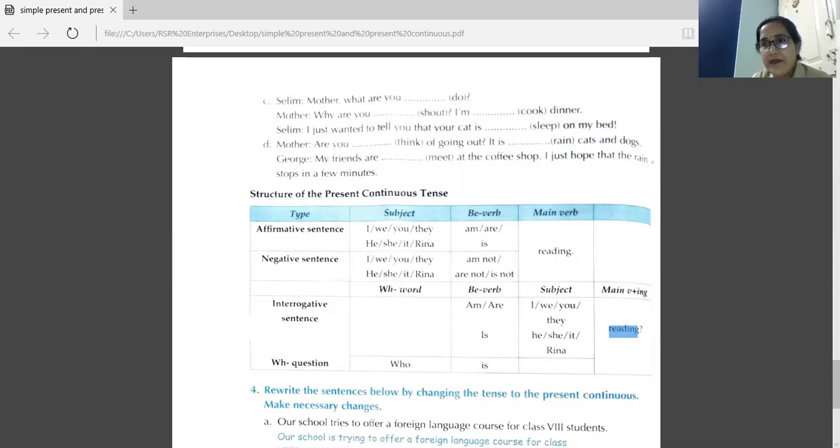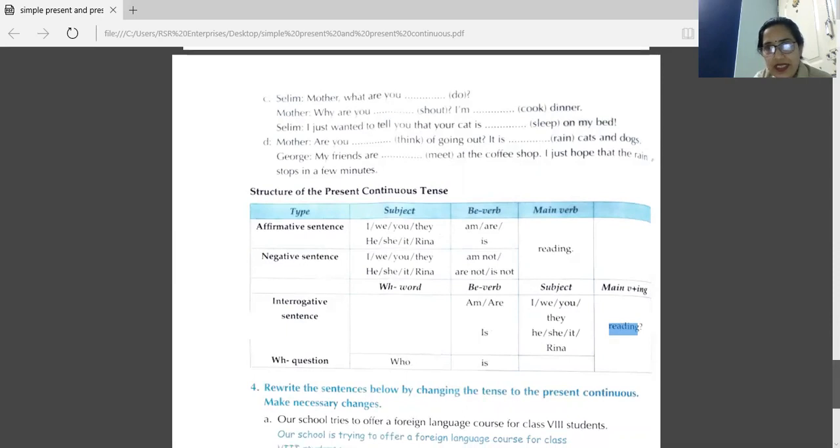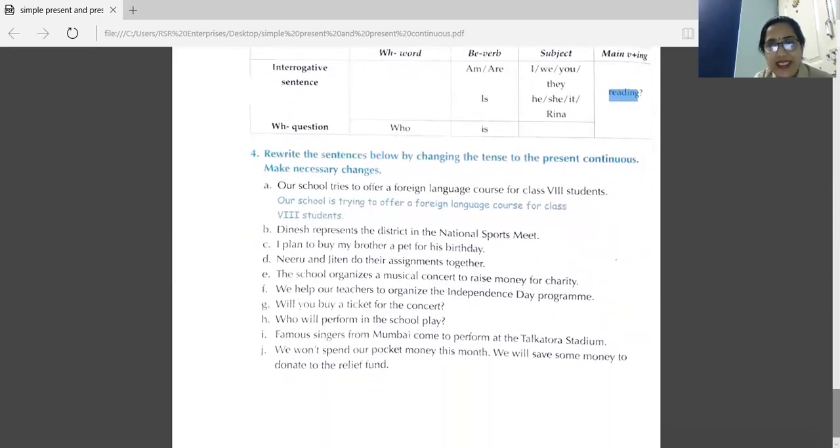Different sentences here and the structure of present continuous given there. I hope it's clear to you all. This is your last exercise. Let's discuss this one. Rewrite the sentences below by changing the tense to the present continuous. First is done: our school tries to offer a foreign language course for class 8 students. So tries, we have to see the verb here. It is simple present. We have to change it to present continuous. So in place of tries, write is trying, and the rest of the sentence as it is.